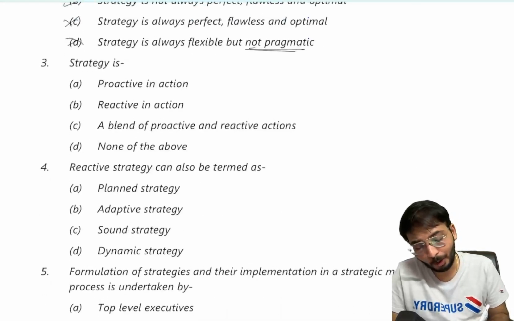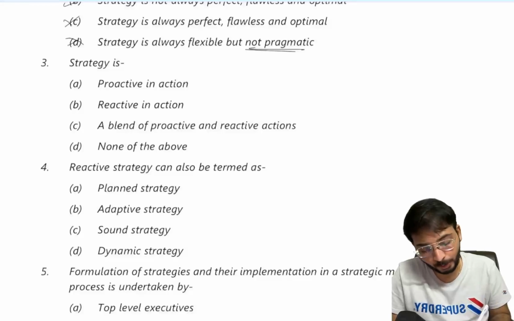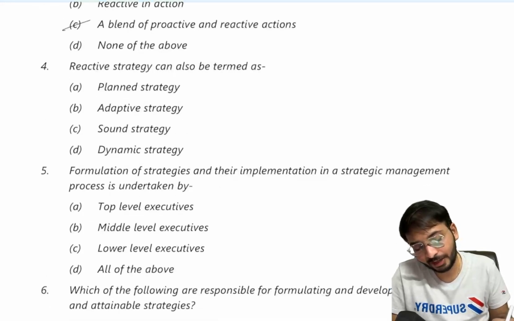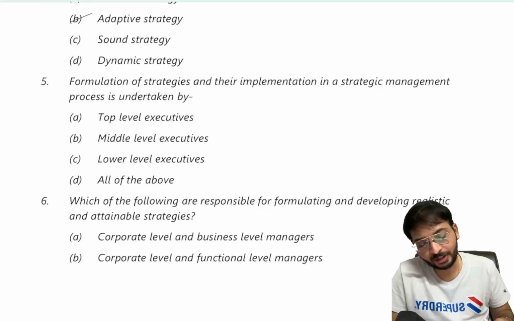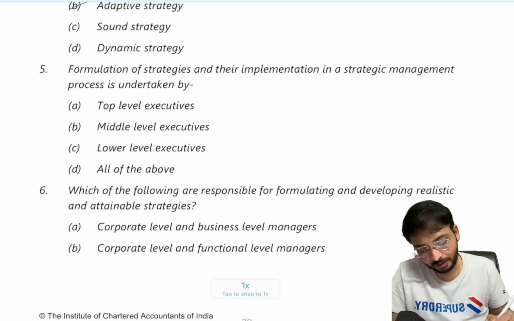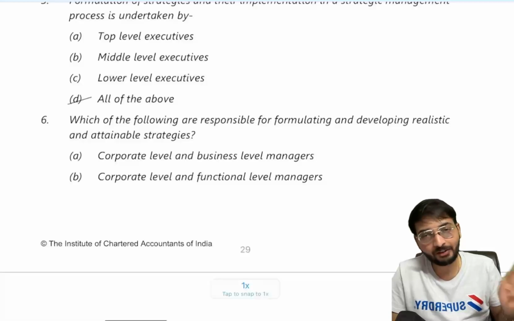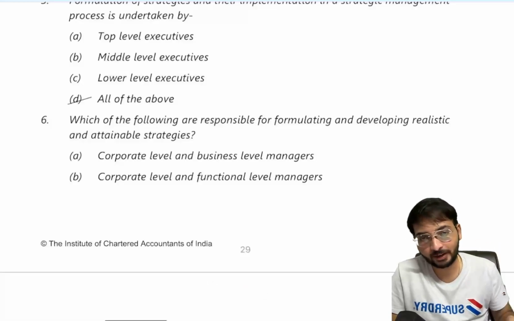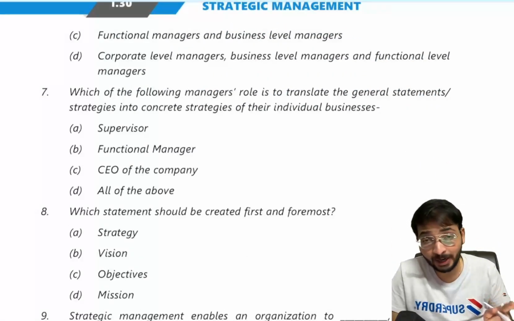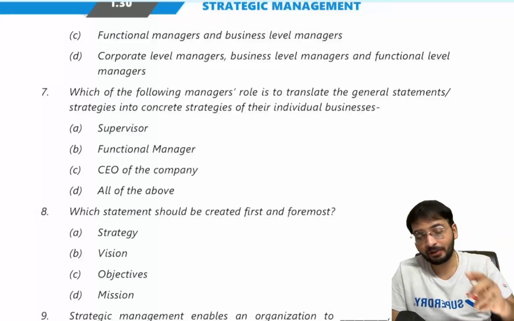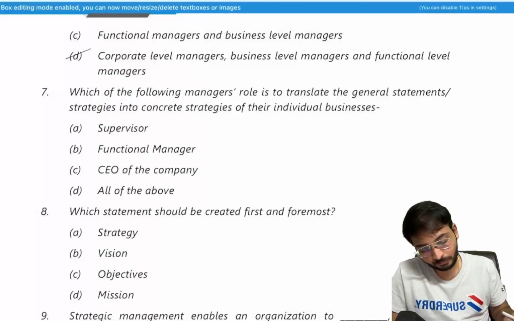Strategy is proactive or reactive? It's a blend of proactive and reactive. Reactive strategy is also called what? Adaptive strategy, because you're adapting. Formulation and implementation is taken care of by all three: top level, middle level, and functional level. Next, who is responsible for formulating and developing realistic strategies? Everyone is responsible for formulating a realistic strategy, but based on the information provided by the functional level people.